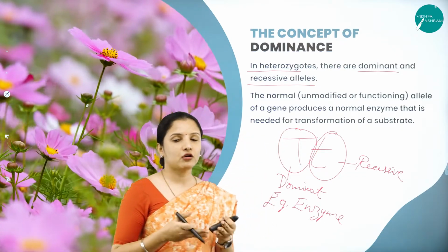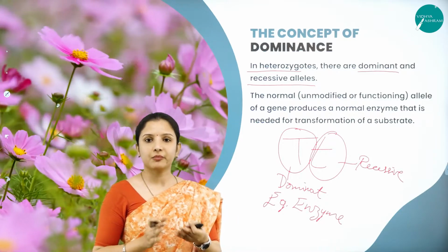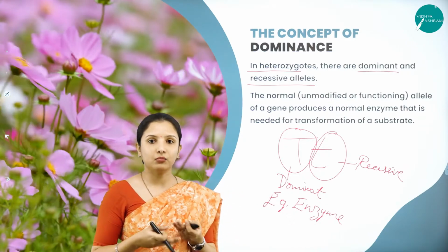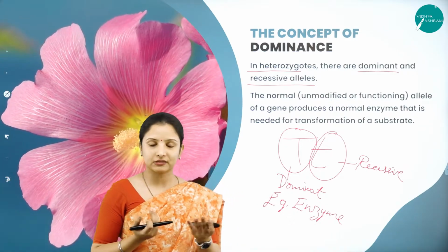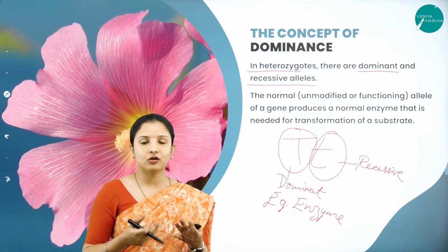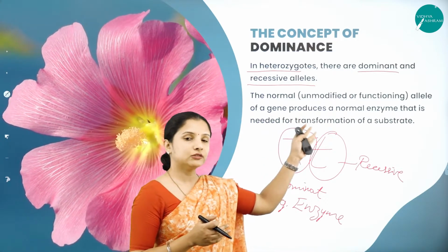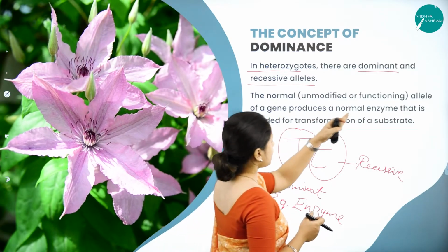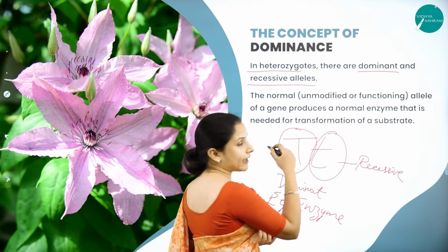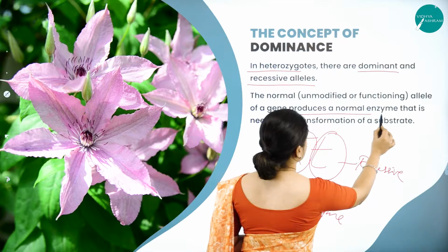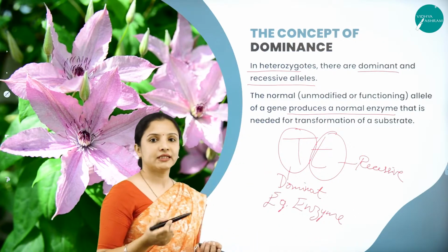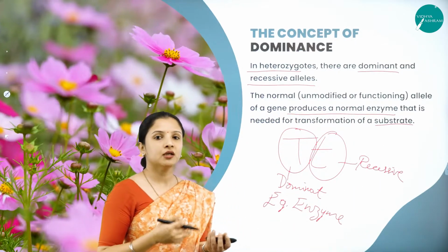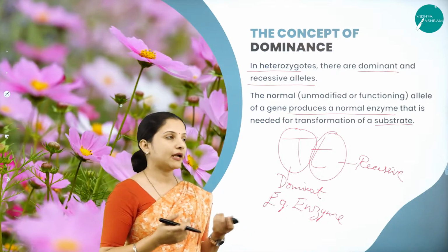Similarly, not just in a human body, in a flower also the same genetic mechanism takes place. So here the normal allele, those alleles which are unmodified, sometimes because of external factors, a modification in the allele or the gene might occur. In this case we are talking about the unmodified or normal allele or gene. These normal alleles of a gene will produce a normal enzyme, and this enzyme is needed for the transformation of a substrate or converting a substrate into a protein, so that it can be utilized by the body in the case of plants and animals as well.